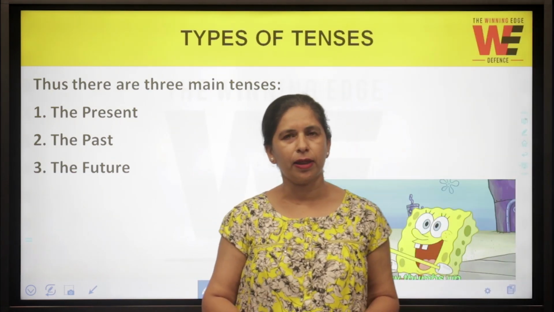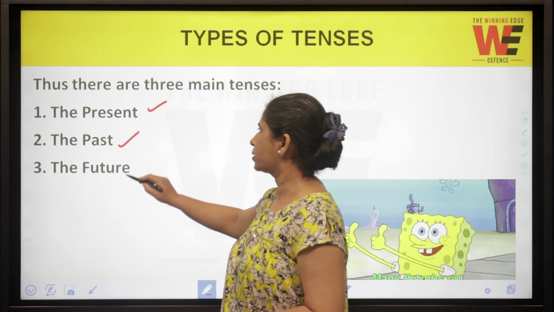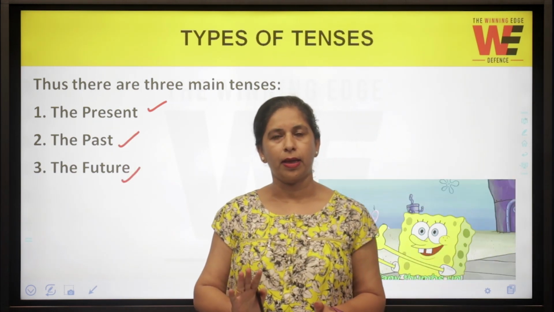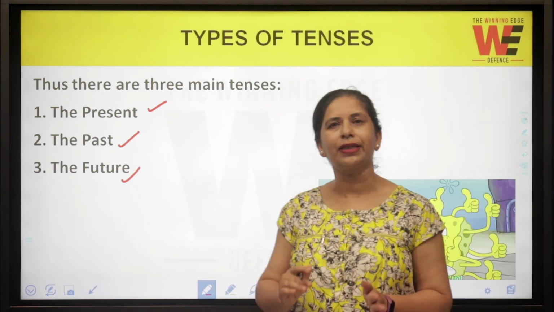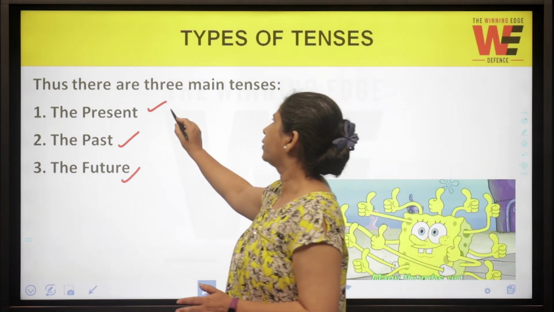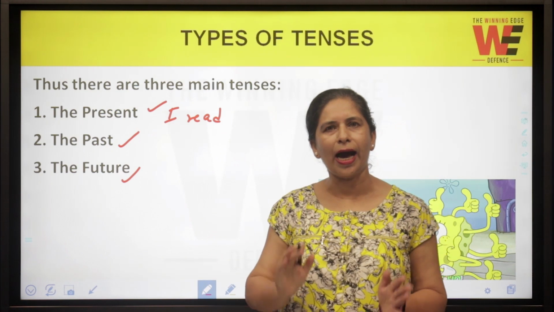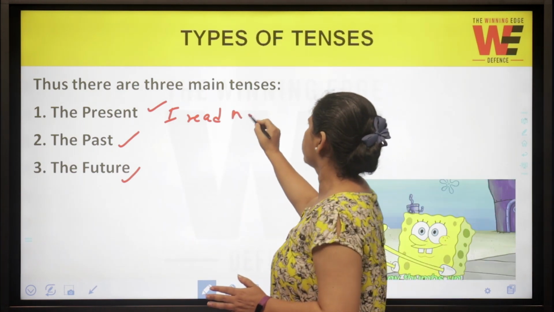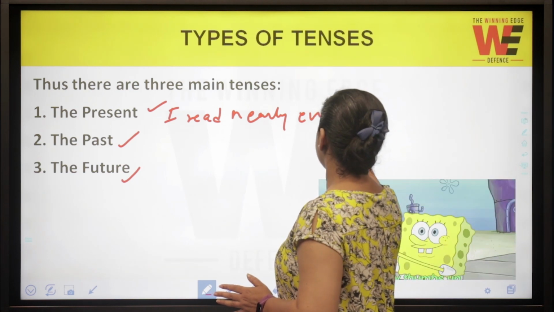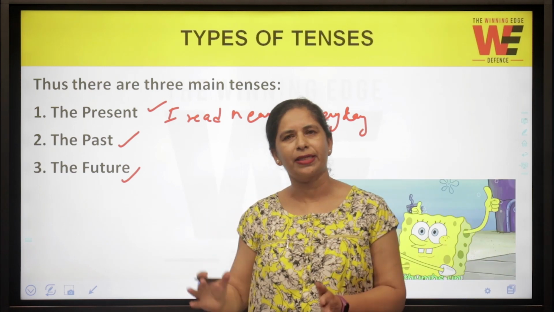So children, basically we have three tenses: the present tense, the past tense and the future tense. These are the three main tenses, but they are further categorized into various types. For example, I say I read. आपने बोला I read nearly every day. I read nearly every day. So this is an example of a simple present tense.